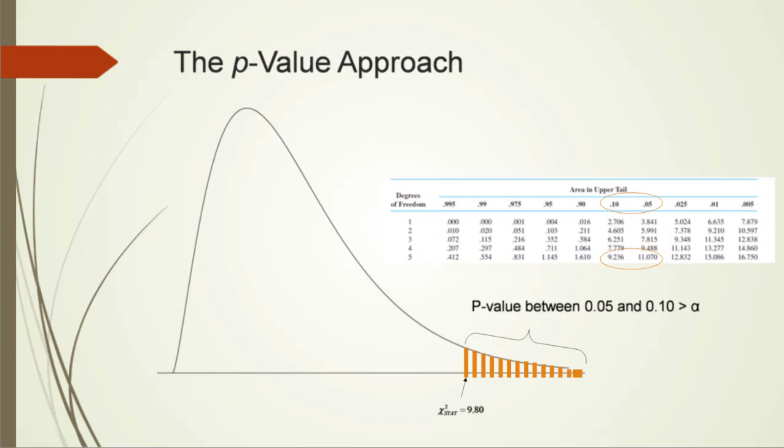The p-value approach gives us the same conclusion. The p-value is the upper-tailed probability of the test statistic of 9.8. Using the chi-square table, we are able to find this p-value is going to be somewhere between 0.05 and 0.1, that is greater than alpha of 0.05. Again, we do not have enough evidence to reject the null.